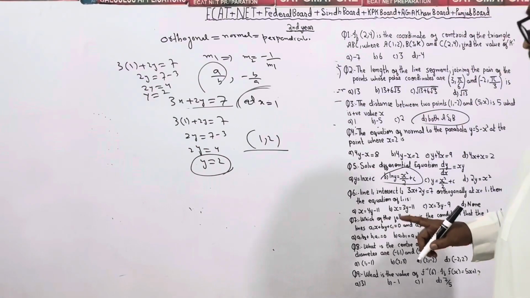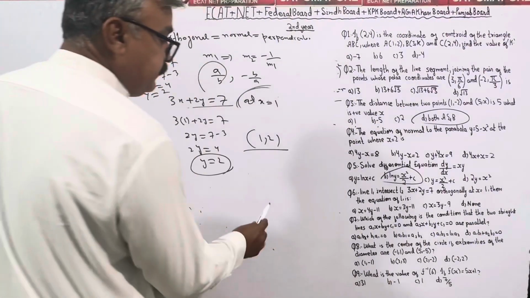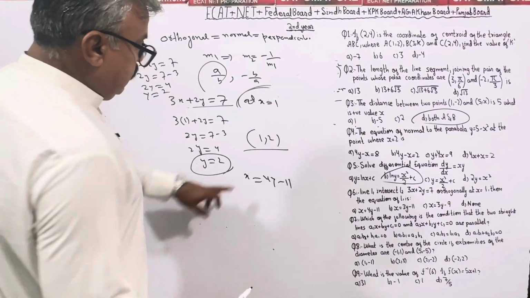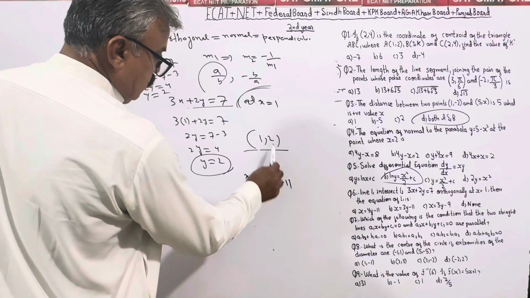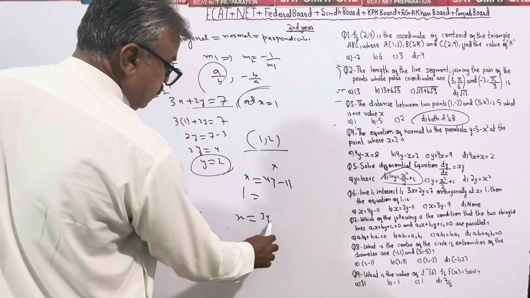x is 1, y is 2. Put it here. Our option number 1 is x is equal to 4y minus 11. Put x is 1, 4 times 2 is 8. It is not the correct option. Second is x is equal to 3y minus 11.